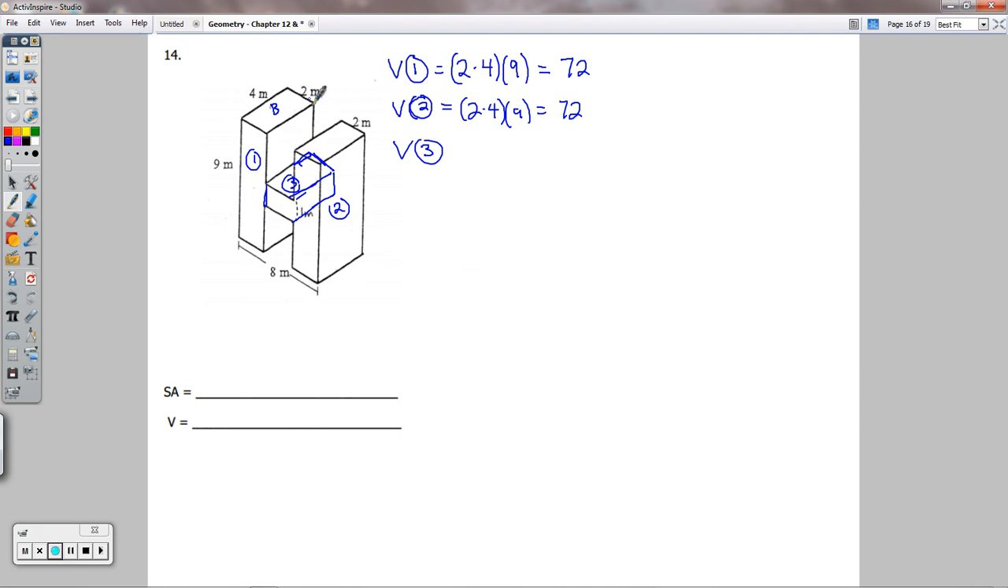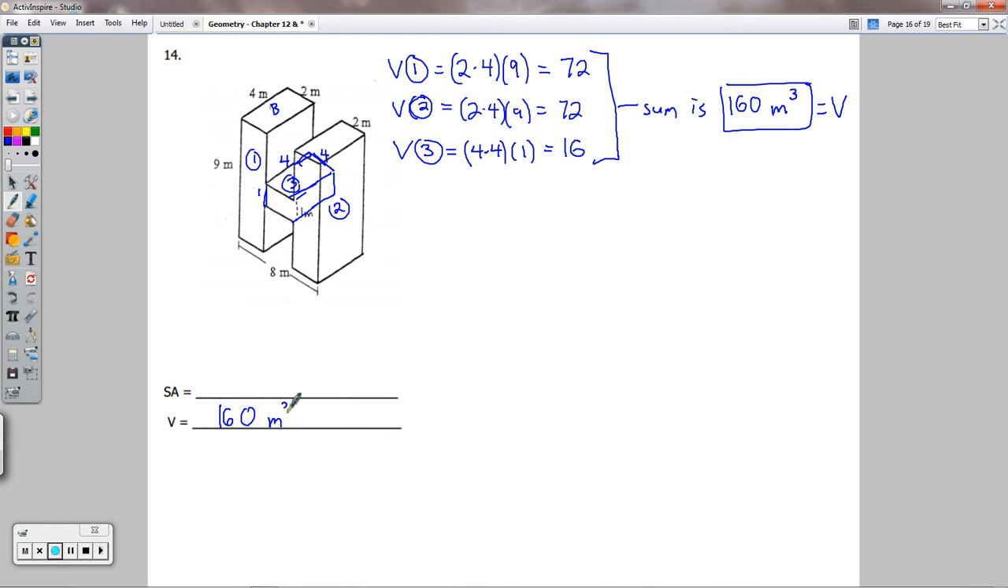And if this is 2 and this is 2, and this is 8 all the way across, that would be 4 here as well. So you've got a 4 by 4 by 1 rectangular prism there. You've got 4 times 4 times 1. That would be 16. You add all these together, and the sum is 72 plus 72, 144, plus 16. Looks like that would be 160 meters cubed. So that would be the total volume, 160 meters cubed.